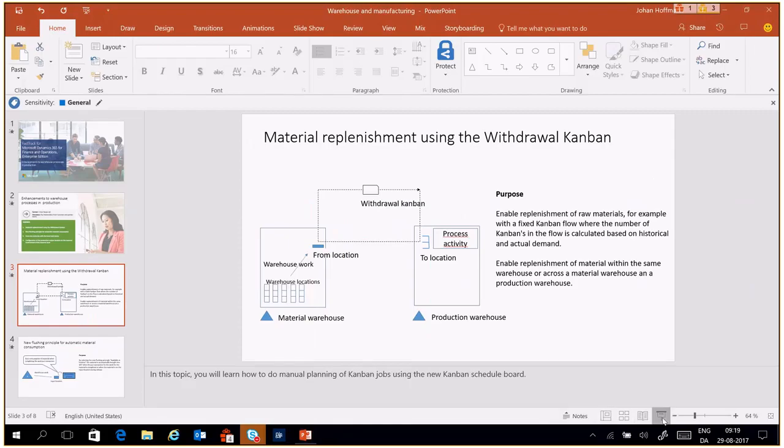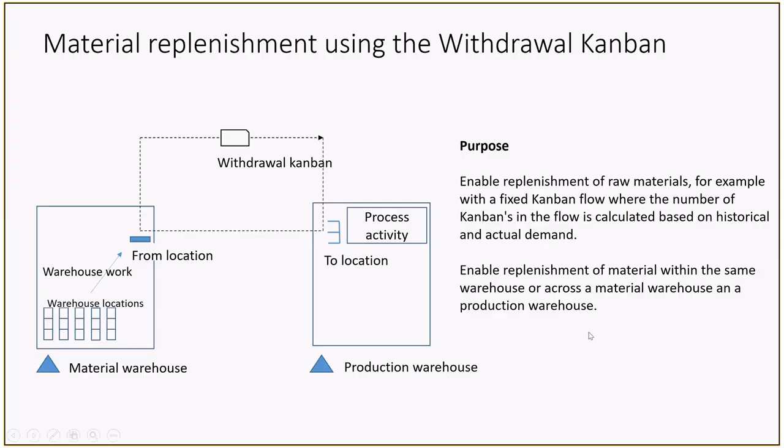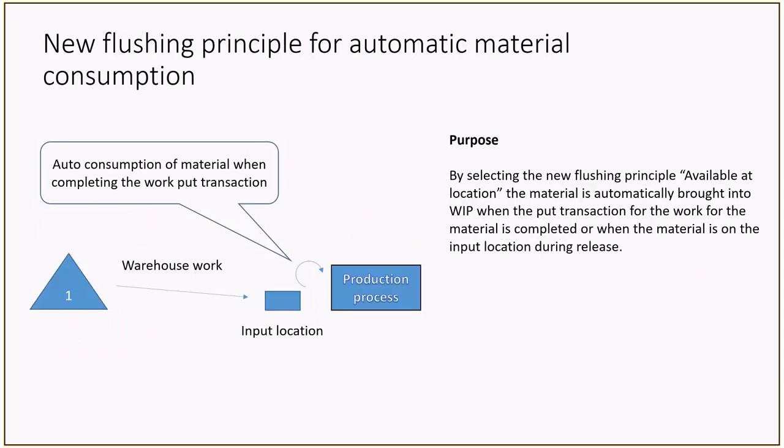So, moving to the next topic. What I'm going to talk about here is a new flushing principle for automatic material consumption. We made a little example of that. We have a production process here, and a production input location for this process. When we release material for this process, warehouse work is generated from the warehouse locations. When we complete this work, material is transferred from the warehouse locations to the production input location.